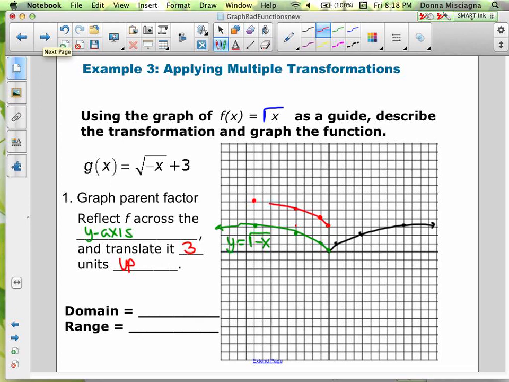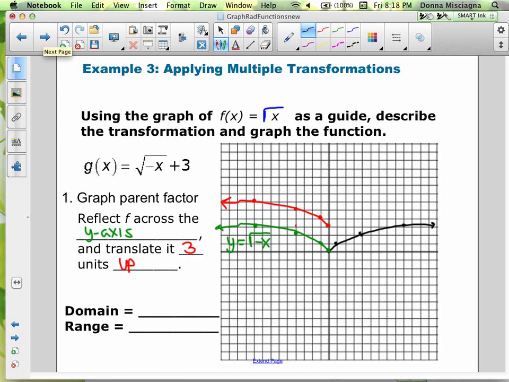So if you can add and count and multiply and reflect, you can graph square and cube roots. It's really not that hard, right? I just take that base graph. I just had to graph 4 points, and then we reflected it, and then we translated it.